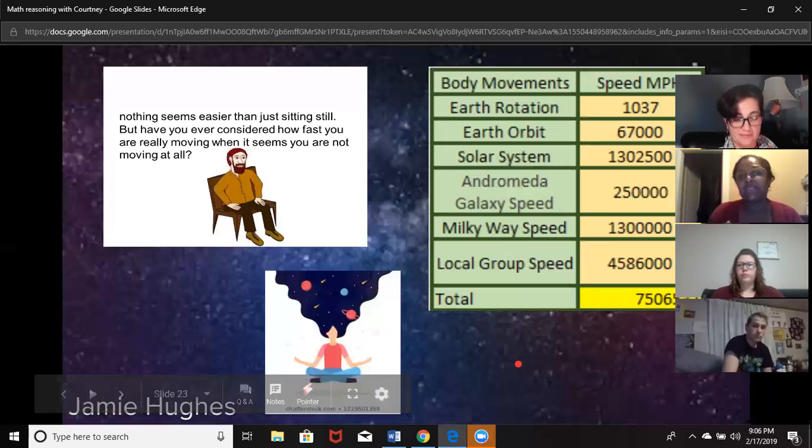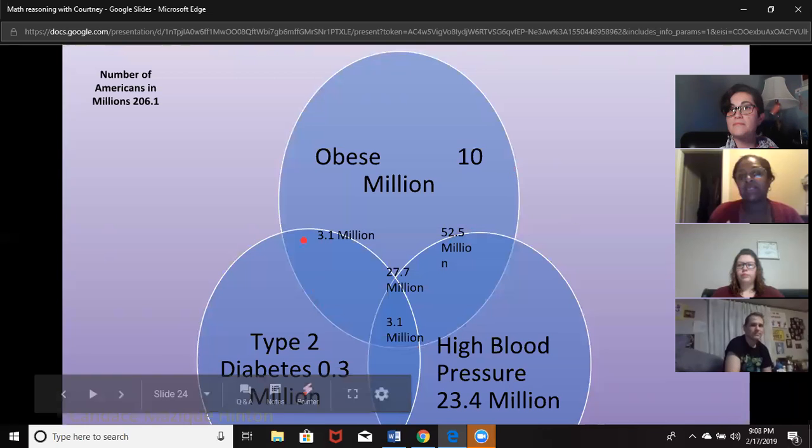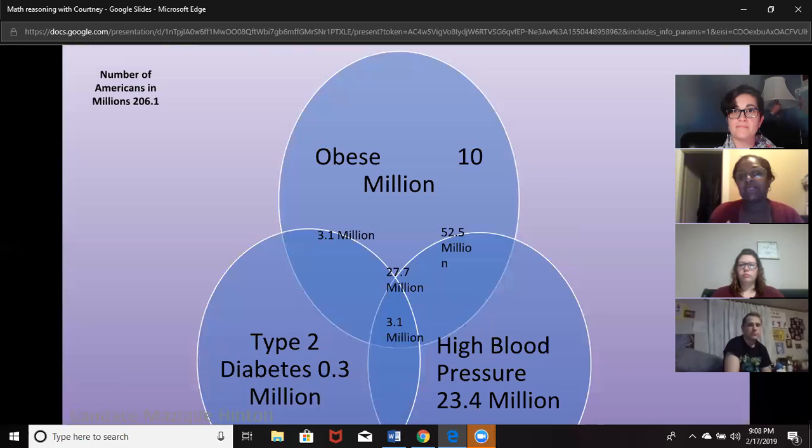Even though you appear to be still, you're actually traveling very fast. The Earth is always moving: the rotation, Earth's orbit, the solar system, the Milky Way, the local group. All these are part of our body's movements. Even though you are moving at 5 miles per hour. Why would you use a Venn diagram? Because we're able to make the circles interlock or connect, so they can show the representation of those specifics, and that's why we use a Venn diagram.